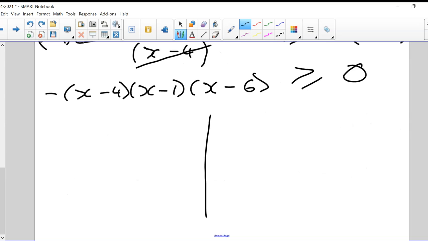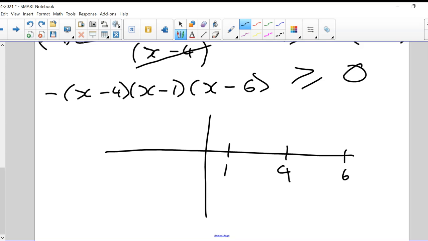So now we need to draw this. It has 3 zeros at 1, at 4, and at 6. Hopefully we can all agree on that. There are those 3 zeros: 1, 4, and 6. This is a cubic function that has a negative lead coefficient. So I'm going to say that this looks something like this. In terms of its end behavior, it goes from quadrant 2 to quadrant 4.